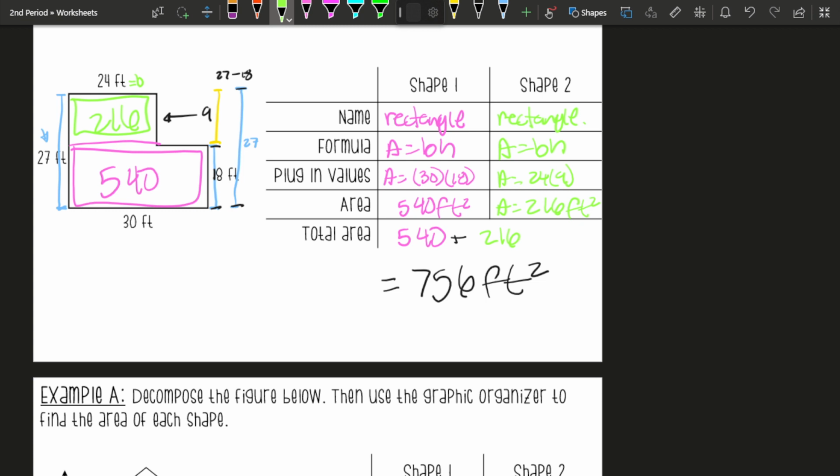You can also put 216 right there, and then just combine them too. That way it makes sense. If you label all the insides, you can just add them together at the end. Any questions so far? No.